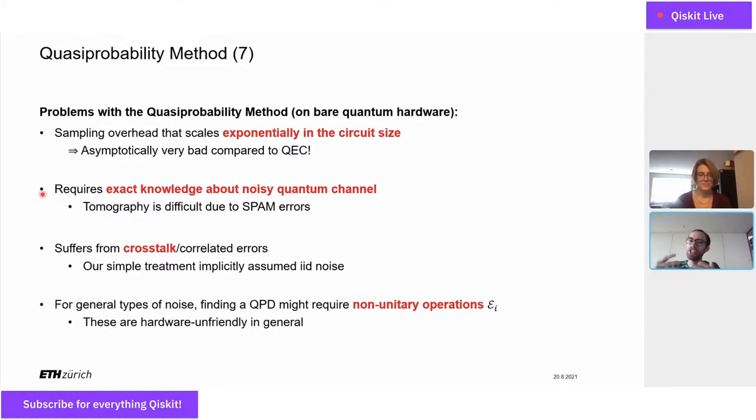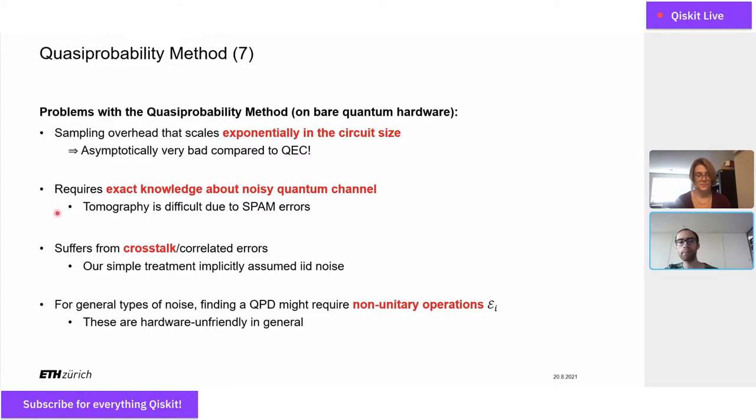And the reason why I'm mentioning these problems now is because at a later point in my presentation, where we're going to combine error correction with error mitigation, a lot of these problems are going to kind of solve themselves. They will be much less harsh than they are now when you run the quasi-probability method on the bare hardware.